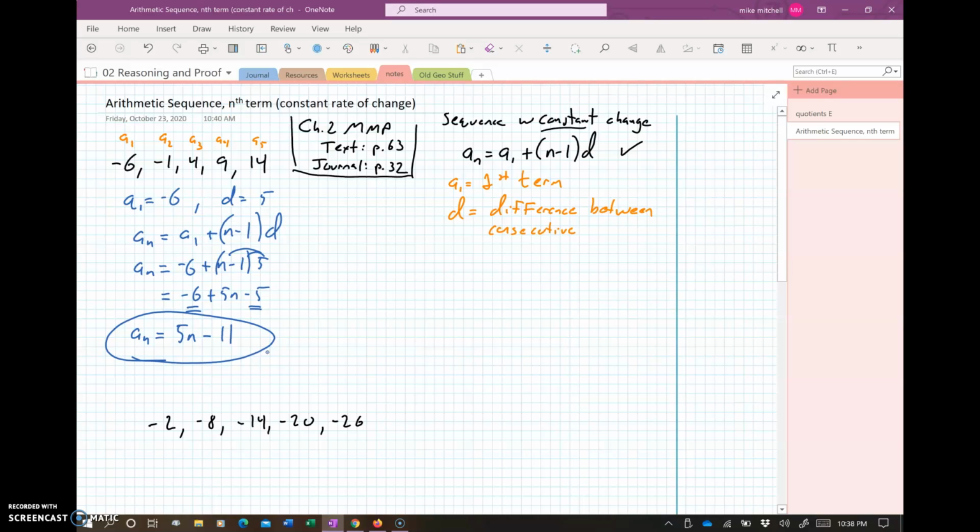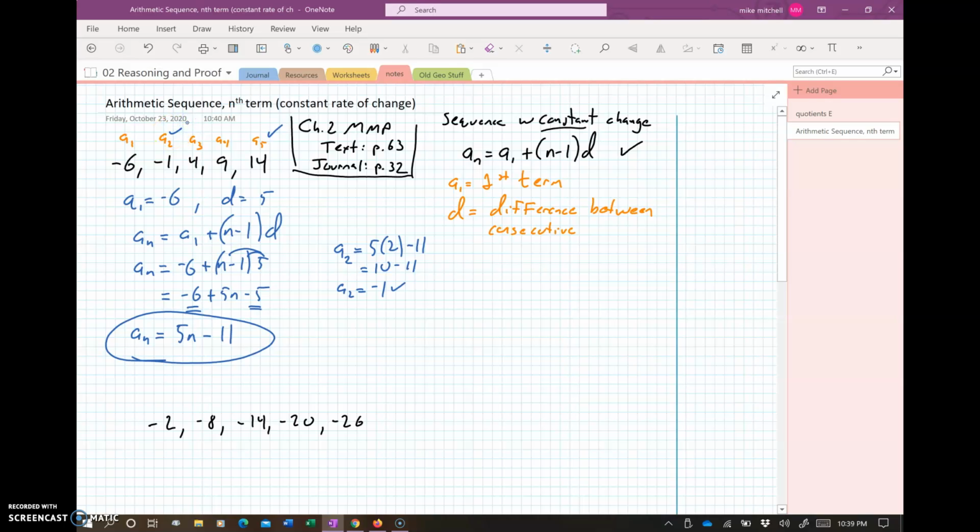I suggest testing this out. Make sure it works. You can do this for any of these 5 terms that we had up here. So if I try it for the second one, I get -1. So I'm trying for a2. That means n is equal to 2. So that's 5 times 2 minus 11. That's 10 minus 11. That tells me -1. It checks out. It matches what we have up here.